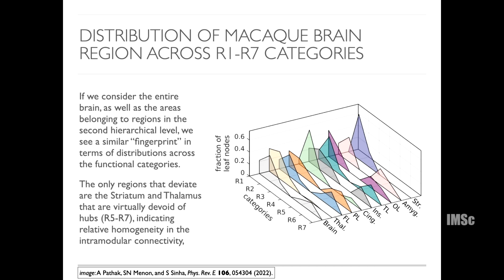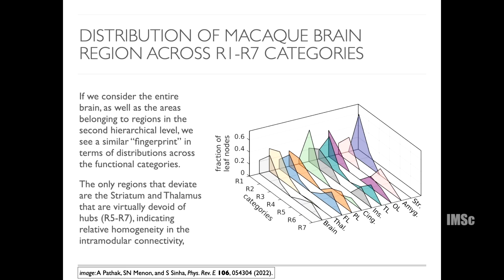There are only two regions which have a slight deviation, which are the striatum and the thalamus. In these cases, you don't have any R5 or R7, or barely any. Remember, R5 and R7 are hubs, so you don't have nodes which are strongly connected to their own module in these two regions, right? That could indicate some sort of homogeneity in the intermodular connectivity. They don't have any preference for connecting within the module. So that could be something interesting in terms of the functional roles of these regions, right?